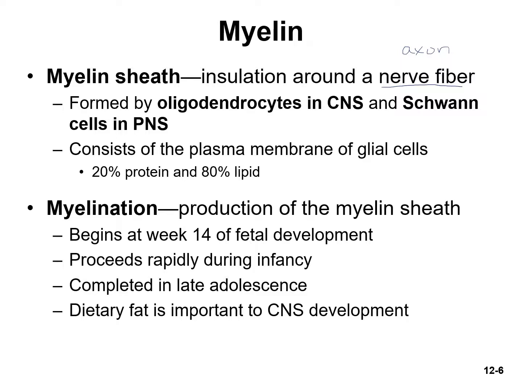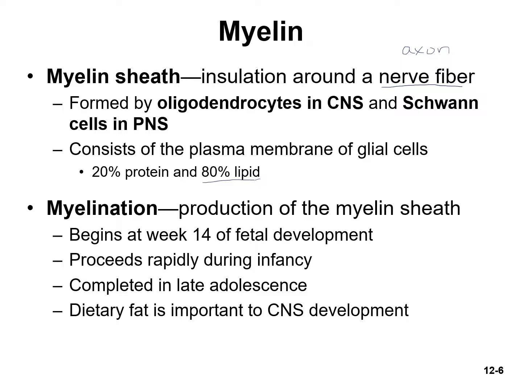So they are, of course, formed by those oligodendrocytes if you're in the central nervous system, or the Schwann cells if you're in the peripheral nervous system. And the composition of this is going to be plasma membrane of those glial cells, which is about 20% protein and 80% lipid. And you're probably familiar with the fact that fat is a great insulator, so it makes sense that we see a high concentration of lipids in the myelin sheath. That helps to isolate the internal chemical environment from the outside chemical environment, which ultimately helps to speed up conduction of the action potential.